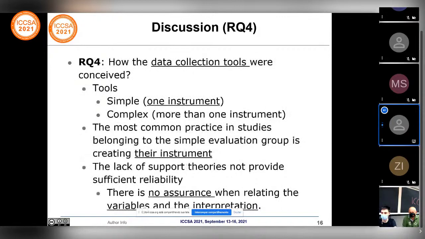And research question 4, we're looking for how the data are collected. Most of the studies use one instrument created by their own research to collect the data. This approach brings difficulties to be sure about the variables and interpretations.